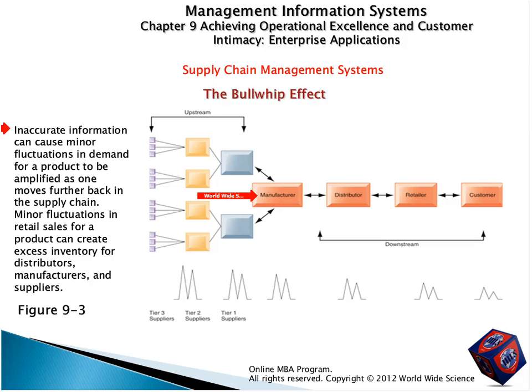Inaccurate information can cause minor fluctuations in demand for products to be amplified as one moves further back in the supply chain. Minor fluctuations in demand for a product can create excess inventory for distributors, manufacturers, and suppliers. So this amplification and exaggeration cause a big problem. Manufacturers produce product which is not based on the real demand of the market, so you need to keep the inventory, keep the stock, which is extra cost and expense for the company. The supply chain management system will help to solve this kind of problem.